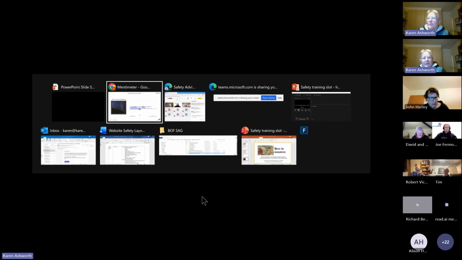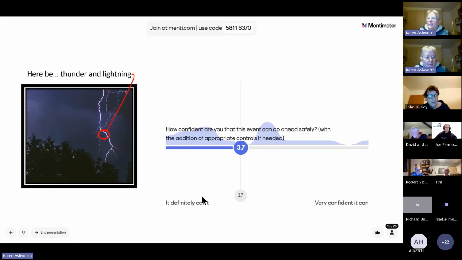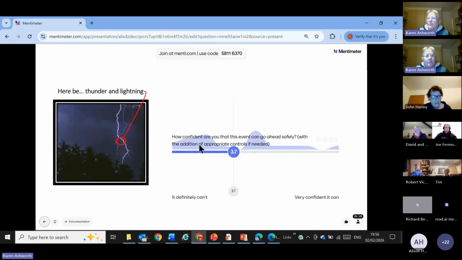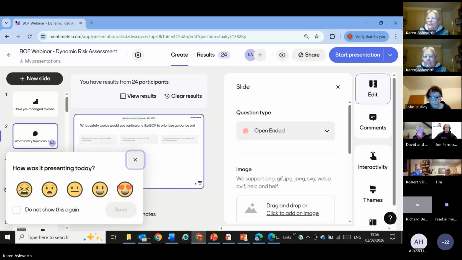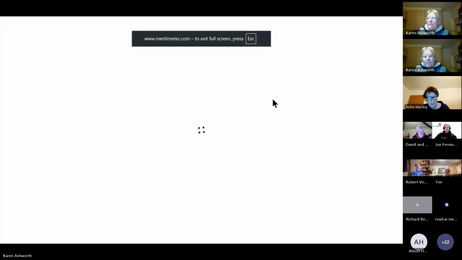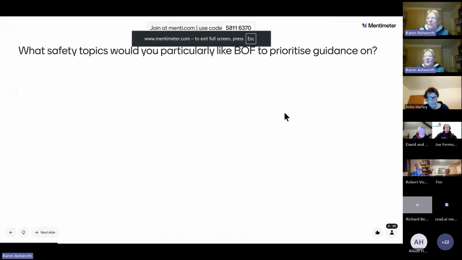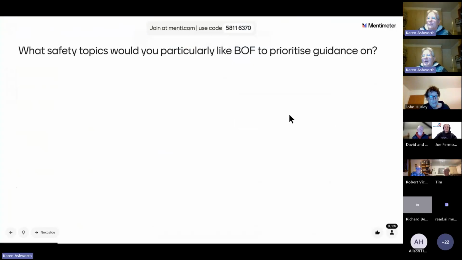Okay, that is the end of the presentation. I'm going to leave an extra page that I've got on my Menti open, just because whilst we've got a captive set of people, we'd like to collect information about what safety topics you'd particularly like BOF to prioritise giving guidance on. So I'm going to hide it away and stop sharing, but it will stay open for the next half hour. So if you've got any ideas of things that you would particularly like, feel free to contribute, and I'll hand back to Joe.